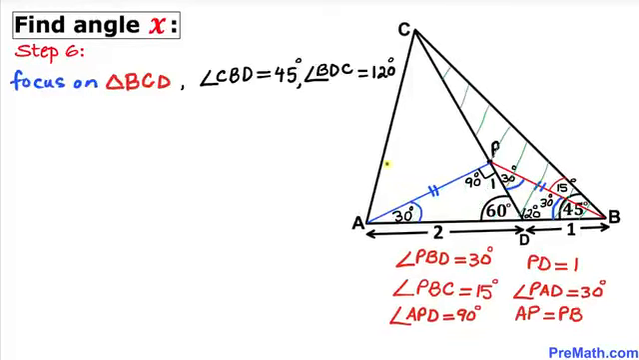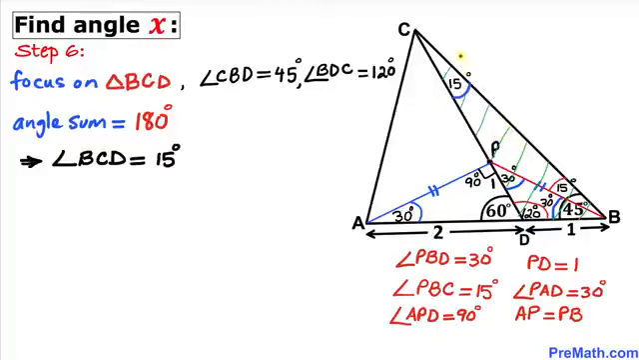And now in this next step, let's focus on this triangle BCD. We know that this angle is 45 degrees and this angle is 120 degrees. And we also know that the sum of the angles in any triangle is 180 degrees. So therefore, this angle BCD is going to be 15 degrees.